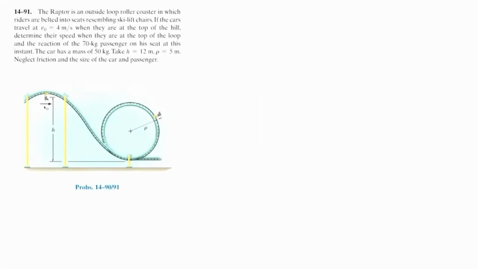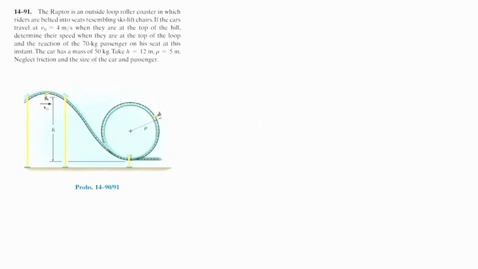Right, so we have this problem right here, a roller coaster. Notice the problem states that the Raptor is an outside loop roller coaster in which the riders are belted into seats resembling sky lift chairs. If the cars travel at an initial speed of 4 meters per second when they are at the top of the hill, determine the speed when they are at the top of the loop, and the reaction of the 70-kilogram passenger on his seat at this instance.